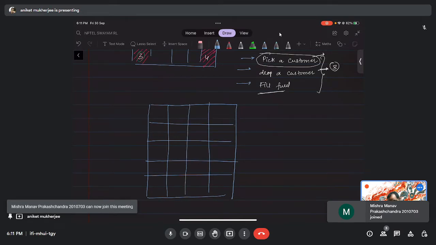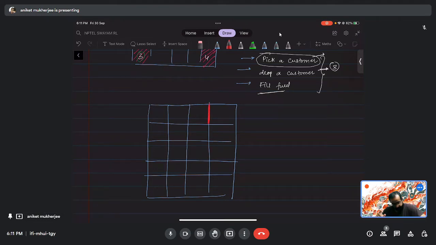So I have obstacles here and here. So I will call this room 1 and this room 2. So there are basically 2 entry doors to go from room 1 to room 2.